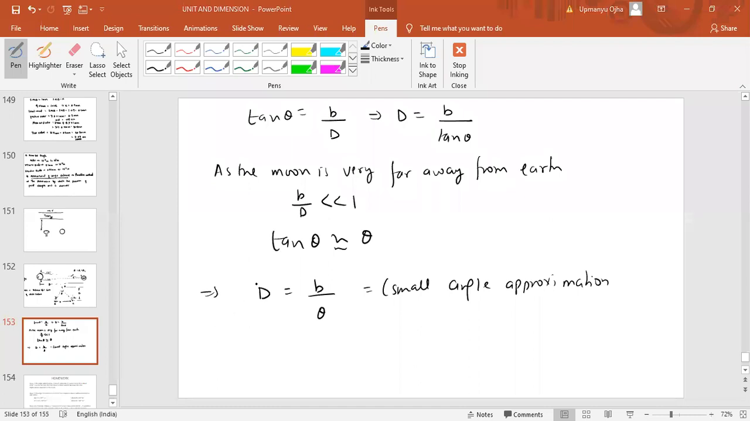We have to apply the small angle approximation. Why can we apply it? Because the ratio of b by d is very much less than 1. If this is the condition, then tan theta will be approximately equal to theta. So the distance between the earth and the moon is d, which is equal to b by theta. b is the basis, theta is the angle. Now this theta should be in radians. We should not put it in degrees; we have to put theta in radians.